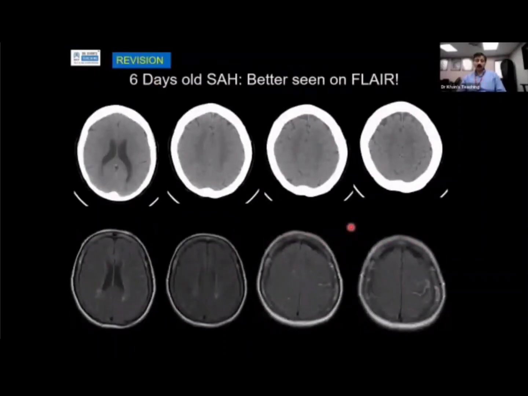We've covered all of these, so I'm just going to rush through it. This is a case in which there is subarachnoid hemorrhage which is 6 days old. On a CT scan, you don't see it now, but on a FLAIR sequence, you can see it. The key point is that on a FLAIR sequence, subarachnoid hemorrhage will be high signal and you are expecting normal low signal within the sulcus. There is something high signal here. We know that this is subarachnoid hemorrhage. Otherwise, we have covered it in the past.